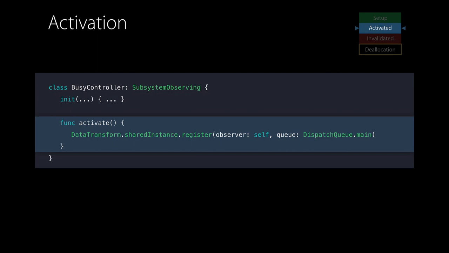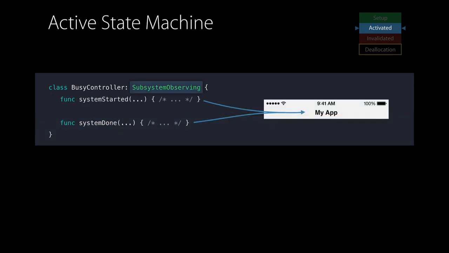What does that mean for our controller? What that means is that we want to start receiving these state change notifications. So we will register with that subsystem and ask for the notifications to be received on the main queue. We're doing UI. We want to handle the logic there. Now that it's activated, well, that's your code. That's what you want to do. That's your animation. That's your very nice UI for your application.